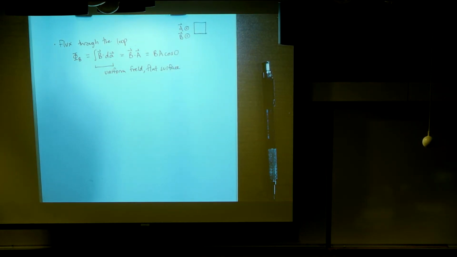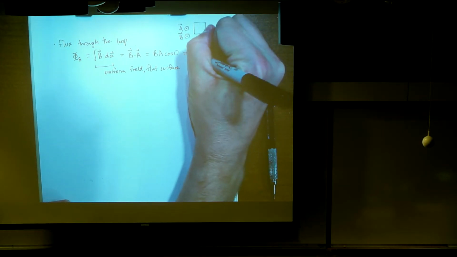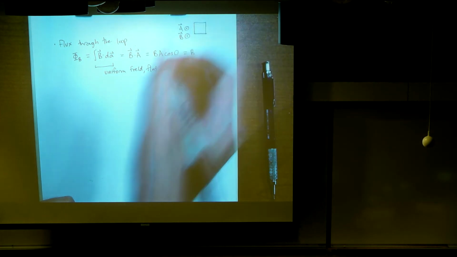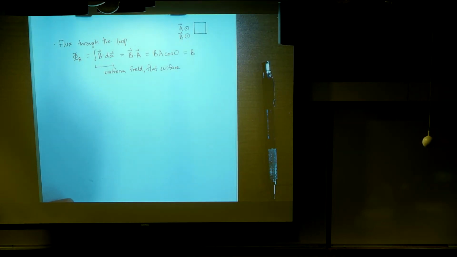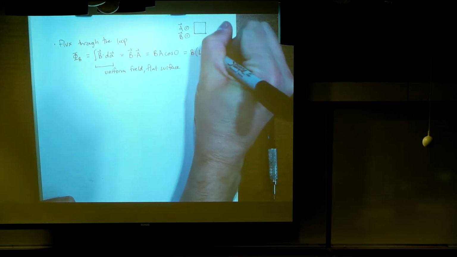All right? The last thing we can do is say, well, B is what it is. We'll put in the function in a second, but the area of a square is given by what? What's the formula for the area of a square? It's just the side length L squared, right?